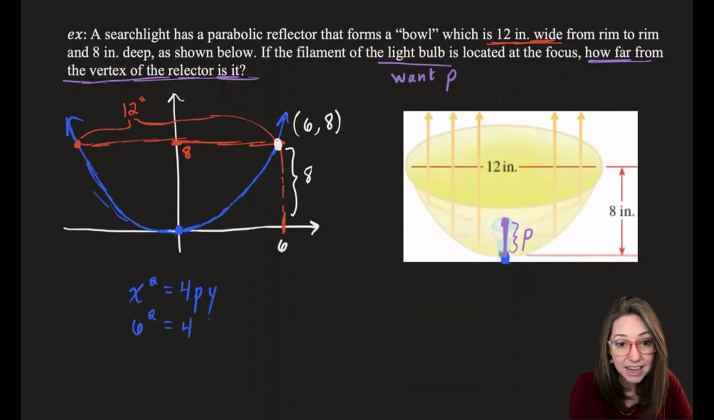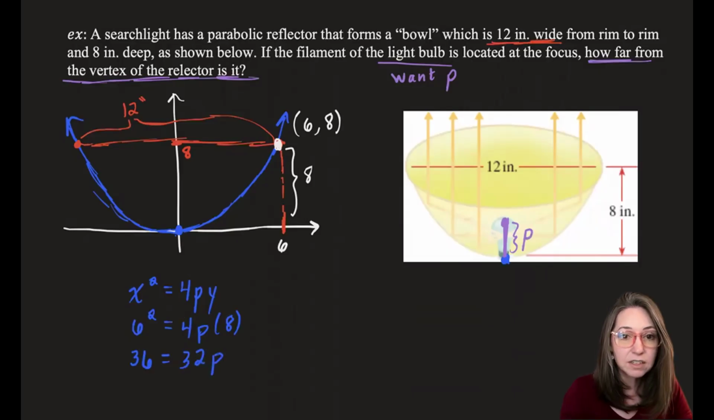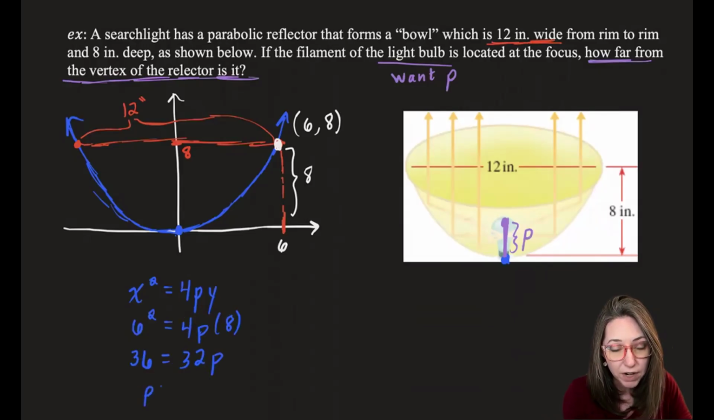So when x is 6, y is equal to 8. So what we're going to do is solve that for p. So 6 squared is 36. 4 times 8 is 32. So we get 36 is equal to 32 times p. So if we divide both sides of this equation by 32, we get 36 divided by 32, which we can take a 4 out of both those.